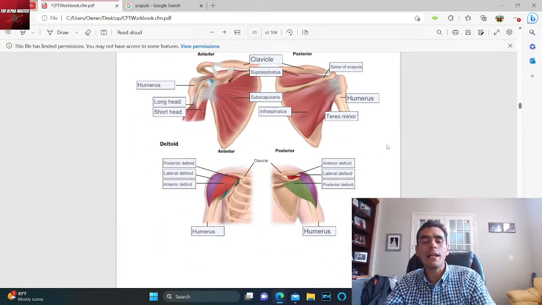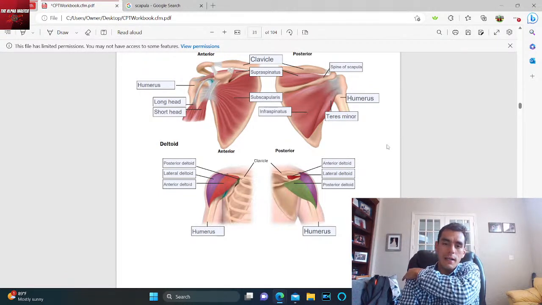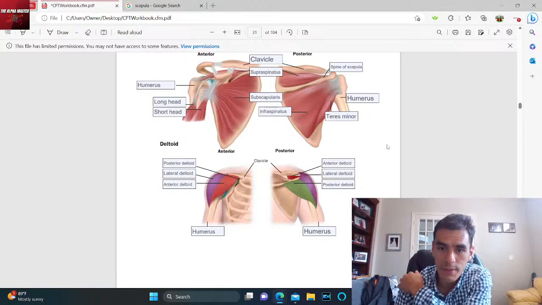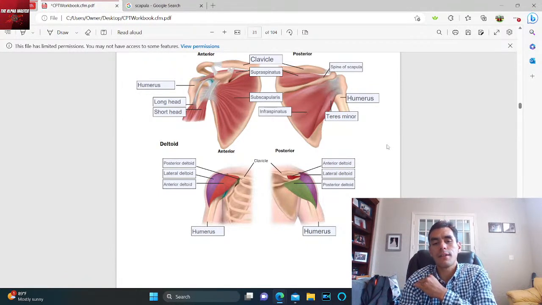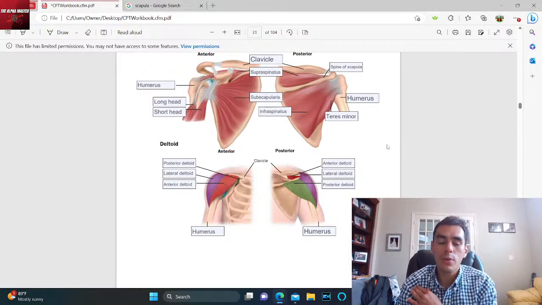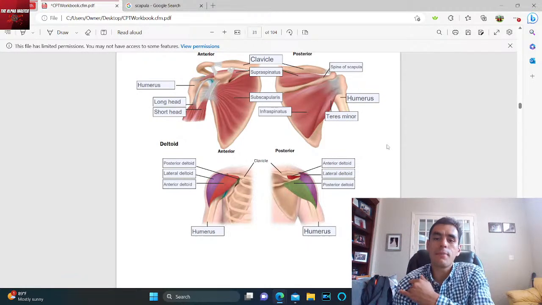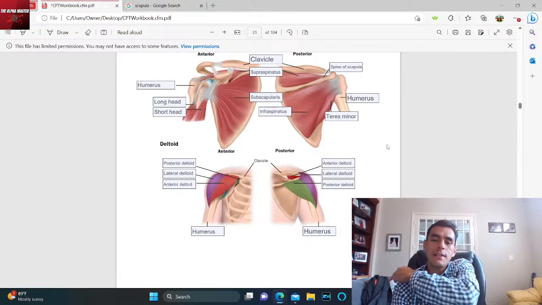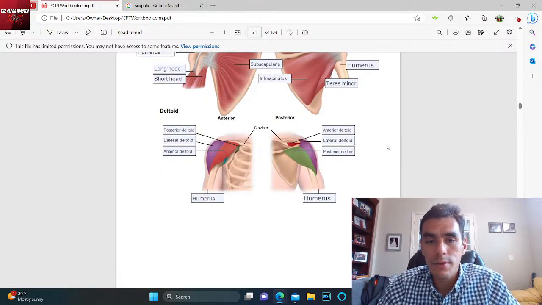Now the deltoid in the humerus: you have the posterior deltoid, which is going to be in the back, the lateral deltoid, which is going to be all of this lateral side of the deltoid, and the anterior deltoid. It's divided at the clavicle. You have the anterior deltoid, which is in red, in the front side, the posterior deltoid in the back side, and the lateral deltoid in the lateral side.